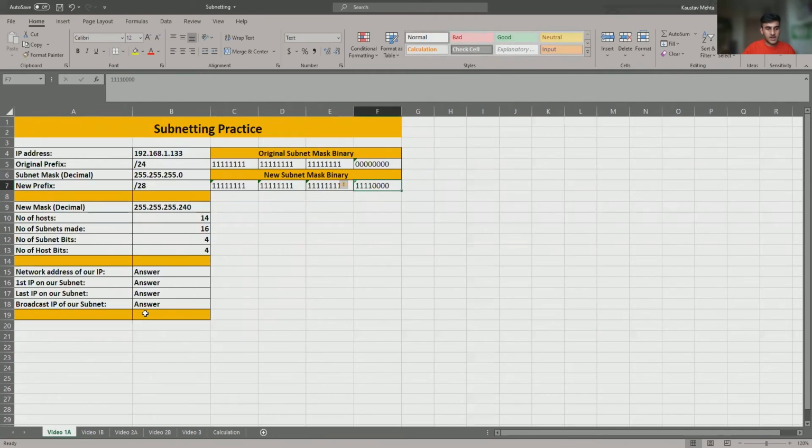This means that our network address for this particular IP is 192.168.1.128. So this is the network address for this subnet. Now, the first IP on our subnet will be 128 plus 1, so 192.168.1.129. And the last IP will be 1 minus the broadcast. So here we're going to use a magic number trick now.